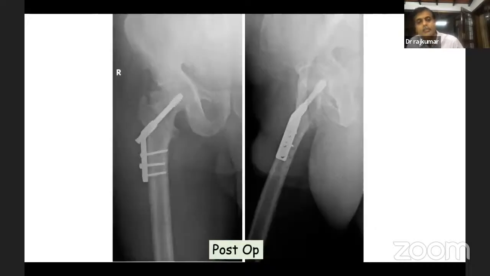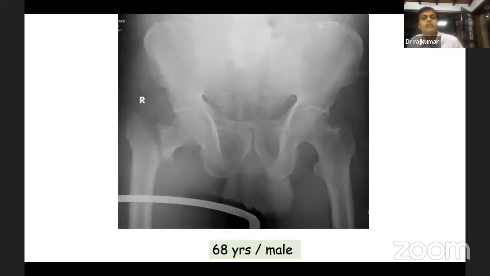68-year-old male. This one I'll go through quickly. Again, look at how unstable this is. It's so obvious that this fracture is a very, very highly unstable fracture.